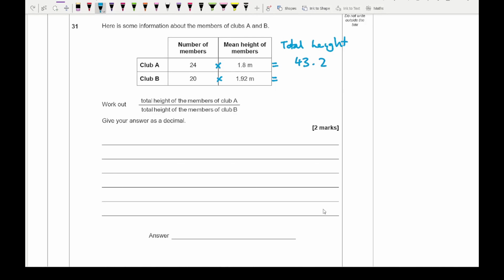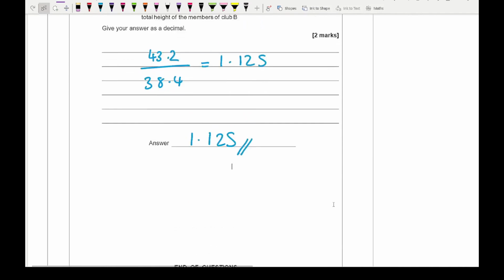And then do the same for the second one, 20 times 1.92, and that gives us an answer of 38.4. And so what we then need to do is just divide the totals. So it's going to be 43.2 divided by 38.4, and typing that in, we get an answer of 9 over 8, which is 1.125. So the correct answer there is 1.125, and that concludes the end of this paper.